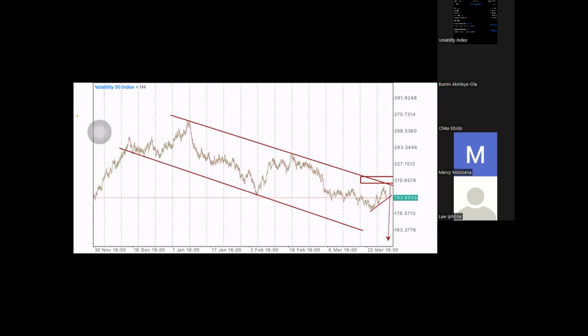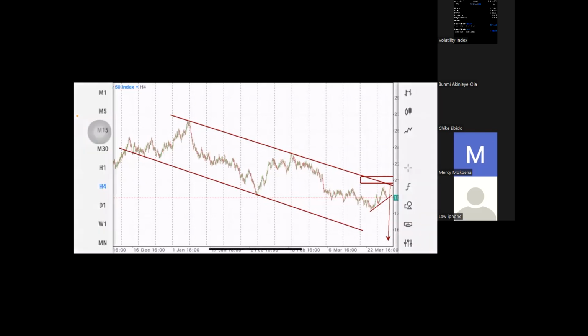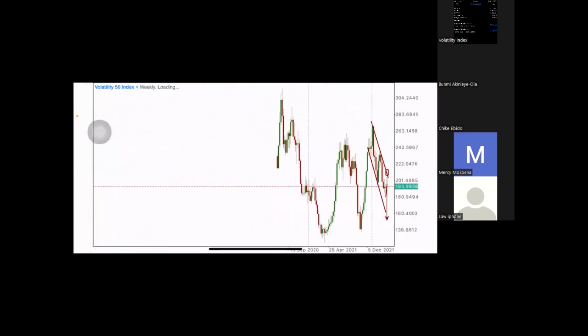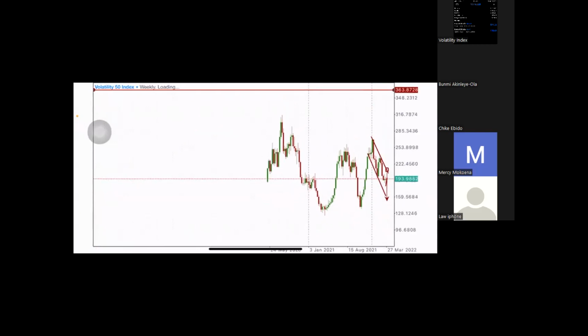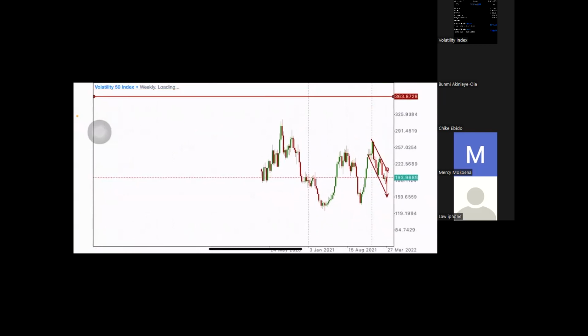The lowest lot size on V50 is 3.0. Why we close TP? Because the potential TP on this trade, where's my weekly time frame? Let me show you. The potential TP on this trade is heavy. We can literally take TP at 90,000.